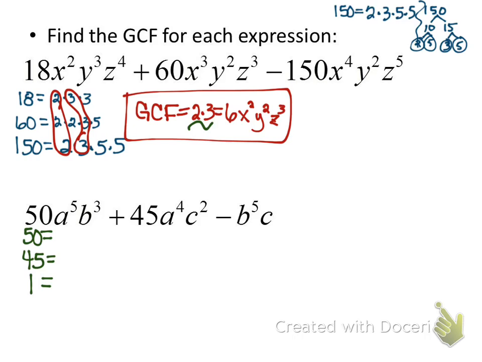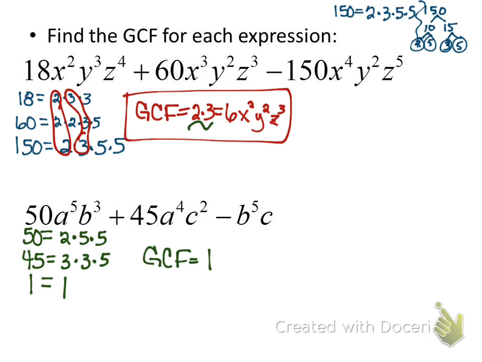So what are your prime factors for 50? Paige, what are my prime factors for 50? 2 times 5 times 5. And for 45? 3 times 3 times 5. And what are your prime factors for 1? Yeah, 1. So, do these coefficients share a common number? Yes. What do they share? 1. Because every number shares the number 1. So my greatest common factor for my number is 1.